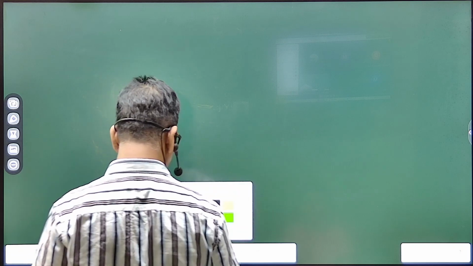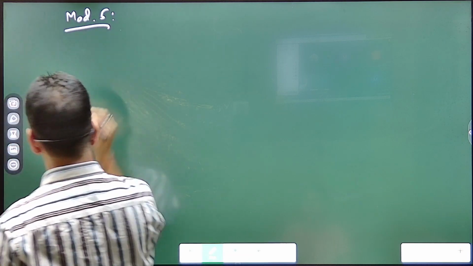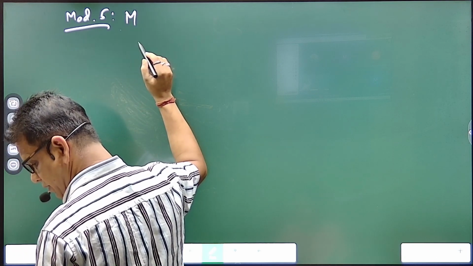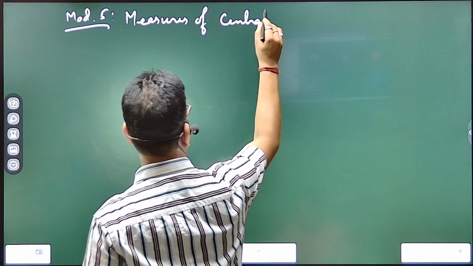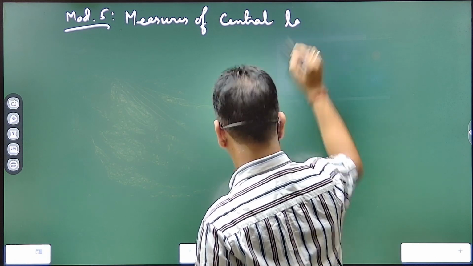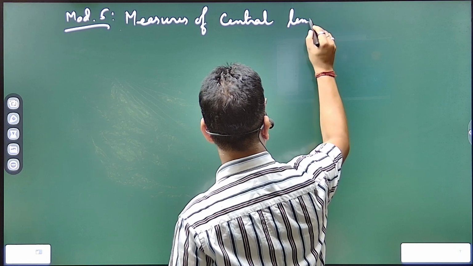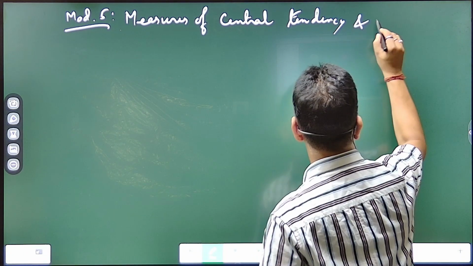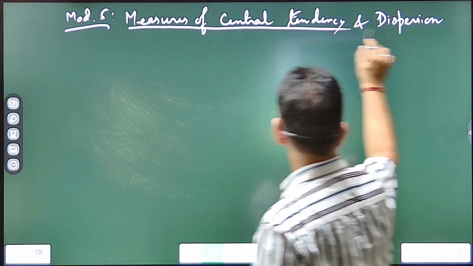So now if I come to module 5, okay. So as we know, you will be doing module 5 now. So if you can write it, this is module 5. We did module 4, completed so far. So module 5 is all about measures of central tendency and dispersion. It is on page number 269, okay? So measures of central tendency and dispersion.